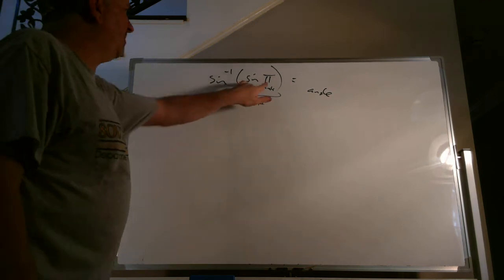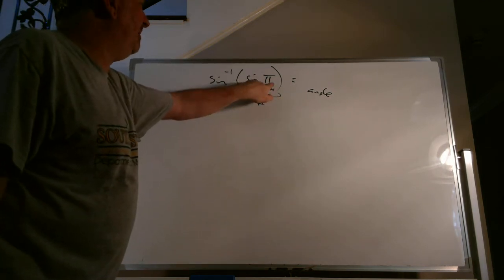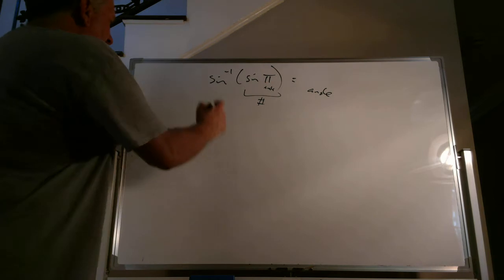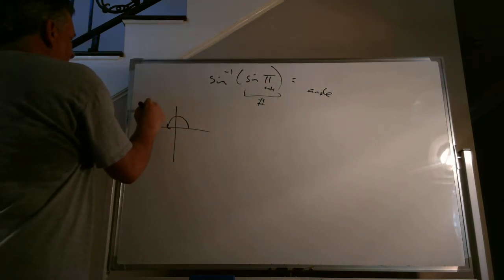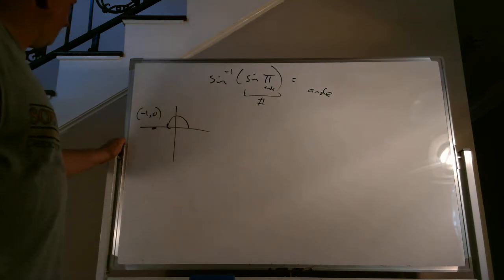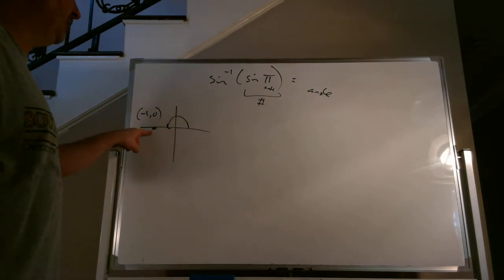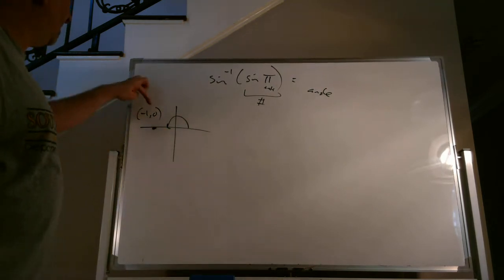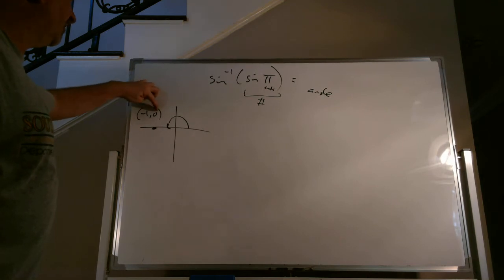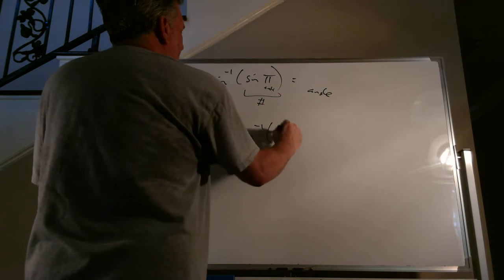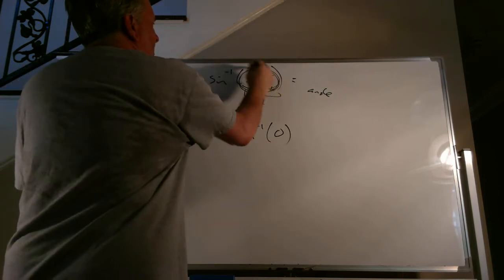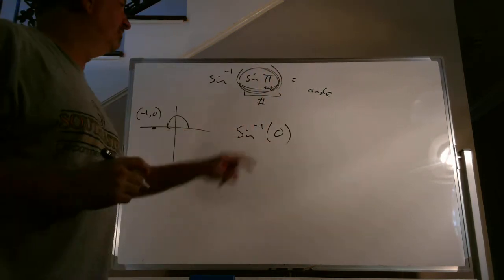Well, let's just compute. Sine of pi, that's a number. We can compute that. Pi is a quadrantal angle here, so that's minus 1, 0. I'm picking a point 1 unit away. I'm using the unit circle. Well, what's sine of pi? Remember, cosine's first, sine is second. So sine of pi is 0. So this is the same thing as what's sine inverse of 0? This turns out to be 0. Sine of pi is 0.